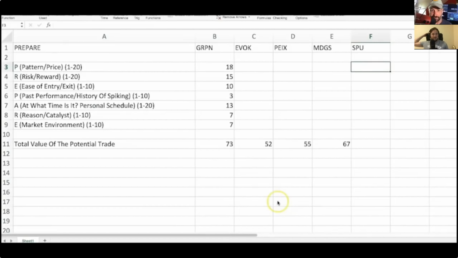Past performance and history of spiking is a 10. I know I've repeated it four times, but I did a video on this same ticker six years before this thing was recorded. This stock has a history of running. Yeah, I'll give it a 10 as well. And at what time of day it is, well, guess what? For this specific pattern, it generally has the best results between like 10 and 10:30, 10:30, 10:45. And I'm doing nothing, just sitting in my boxer shorts with a cup of coffee, waiting for it to happen.